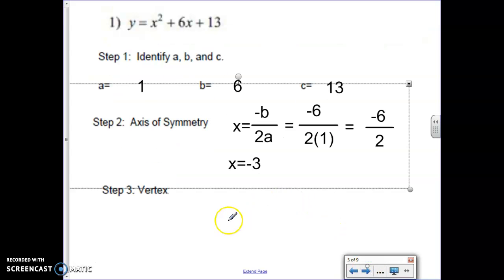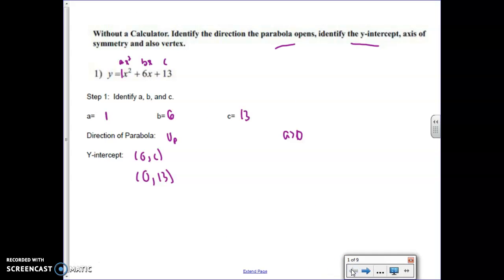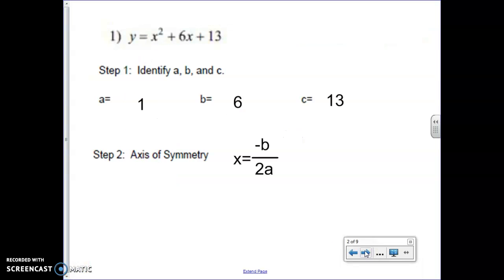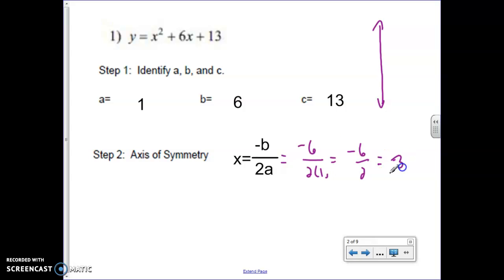So this is where it's going to get a little bit different than what we've been doing. We want to try to identify the axis of symmetry. The axis of symmetry is negative b over 2a. Remember, the axis of symmetry is the vertical line that goes through the vertex. So we want to identify the axis of symmetry so we can find the vertex. It's negative b, so in this case it's negative 6 over 2 times a, which is 2 times 1. So I got negative 6 over 2, which makes it negative 3. So your axis of symmetry is x equals negative 3.